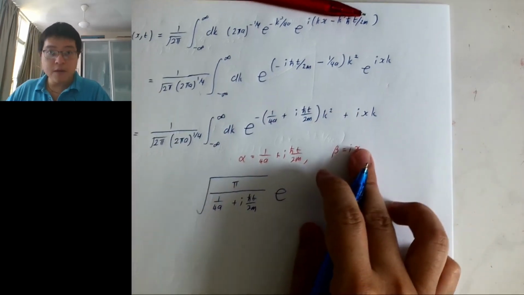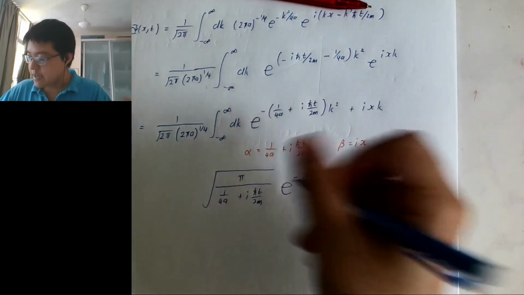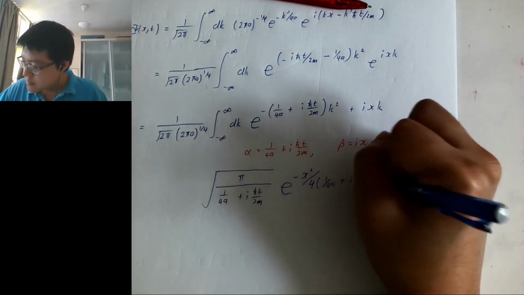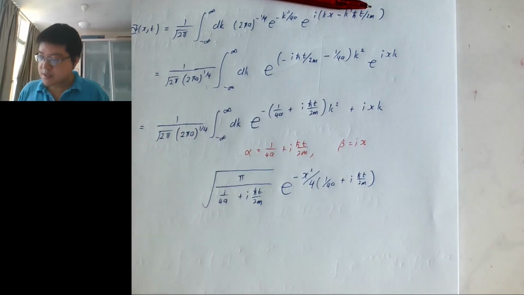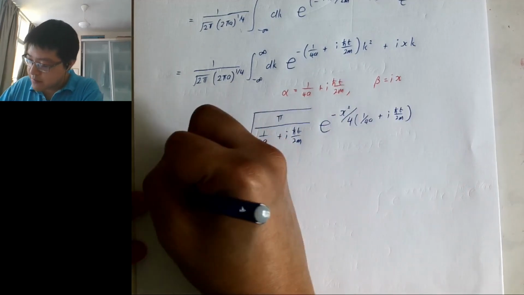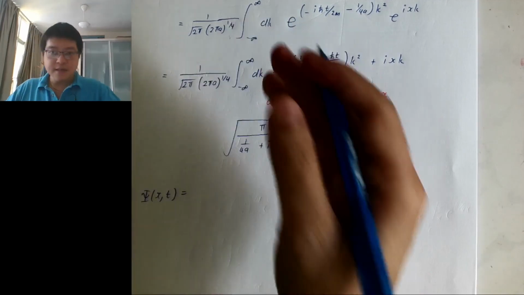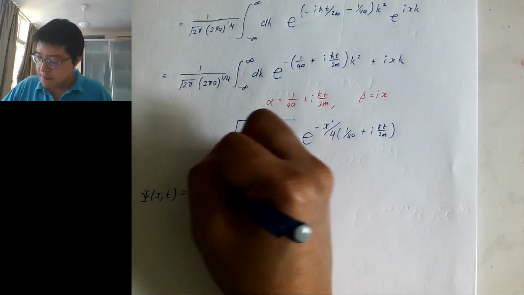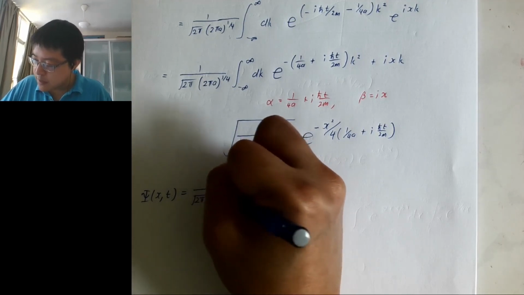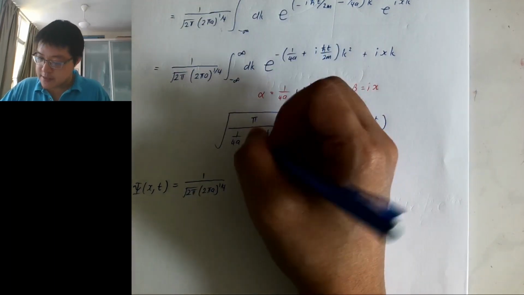And then e to the power beta squared over alpha. So beta squared becomes negative x squared over 4 alpha, where this alpha is all this thing here, which is another mess. Okay, so let's try to collect everything together. But at least we know, after all this difficulty, this is how the wave function changes with time. Right, so 2 pi root 2 pi a to the power of 1/4, and then after I integrate, I end up with this.